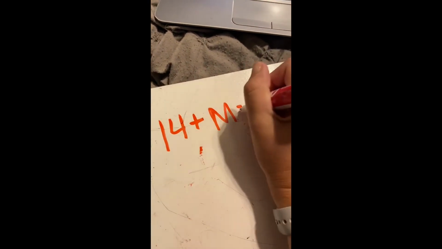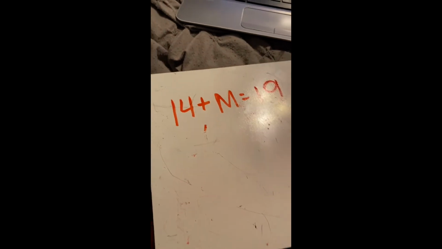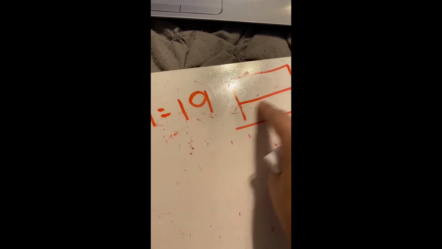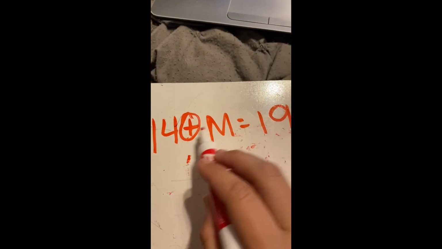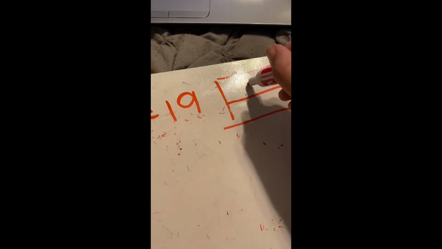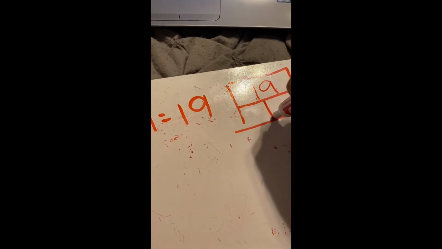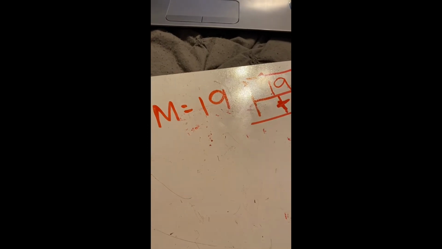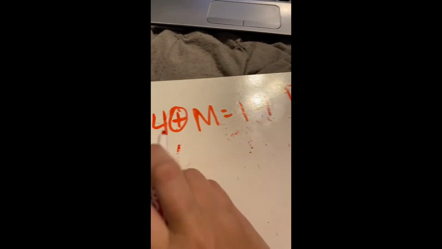14 plus m equals 19. Well, guys, remember when we're adding or subtracting, we can use our part-whole that you learned in 2nd grade if you are missing a variable. Remember when we add, we get to a bigger number. That bigger number is our whole. Down here, these two numbers we added together to get to that whole. These two parts are our smaller numbers, 14 and m.